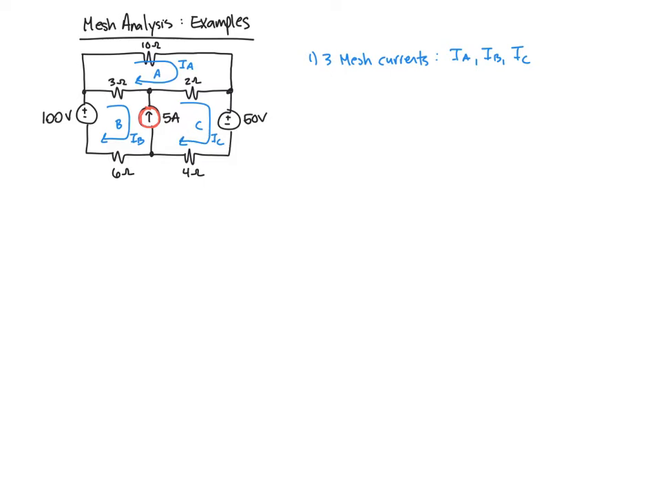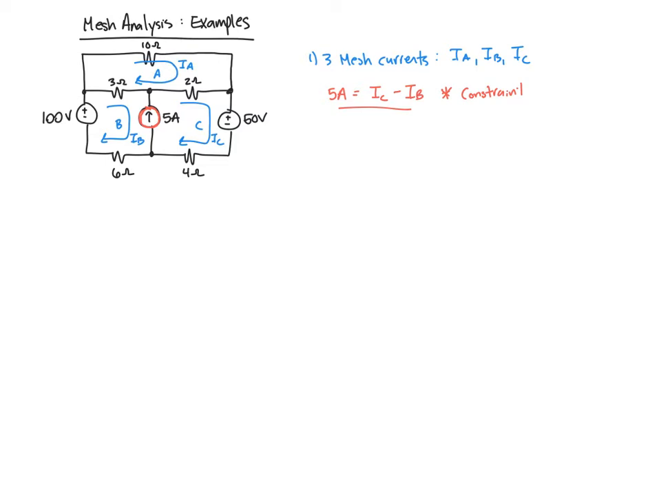So we can write an expression for the 5 amp source that is comprised of meshes B and C. Note that IC is going the same direction as the 5 amp source. So 5 amps is going to be equal to IC, and IB is in the opposite direction, minus IB. So this is going to be defined as a constraint. It's really defining the relationship between meshes.